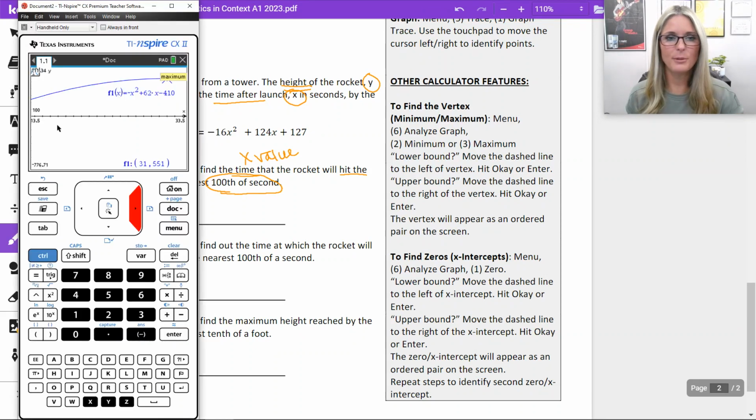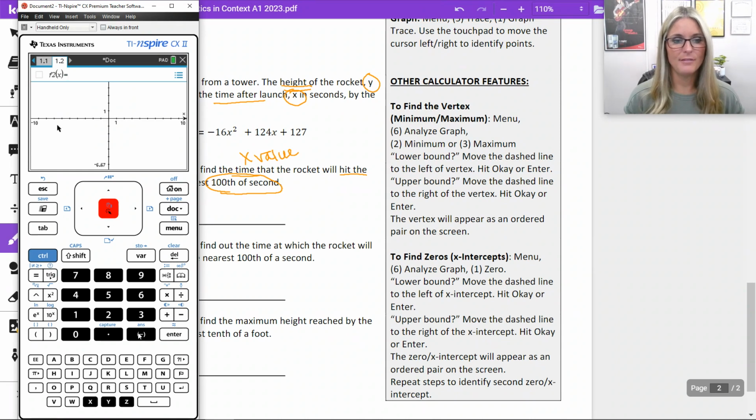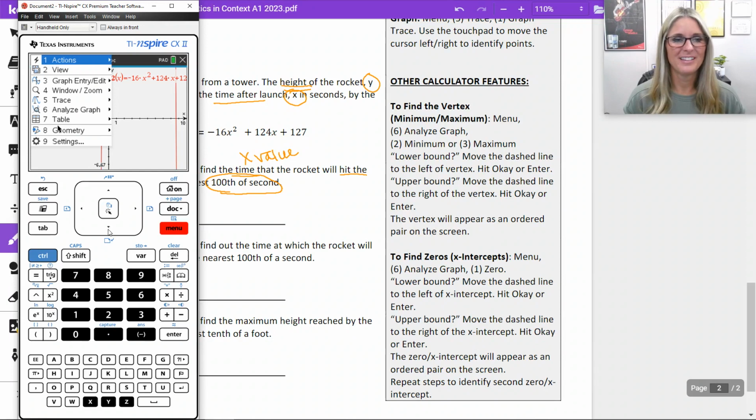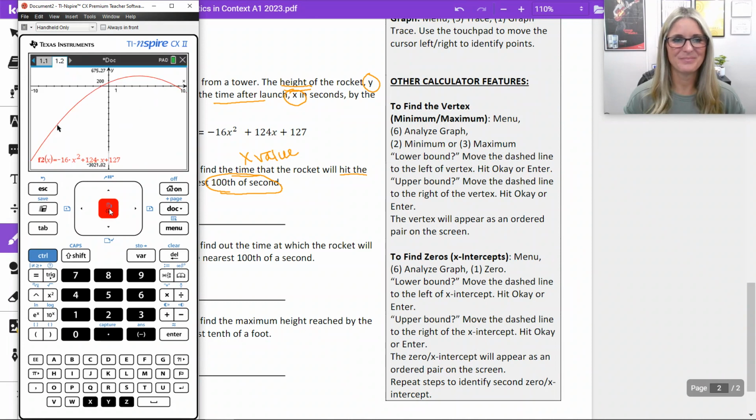All right, let's put this in our calculator. I'm going to do Control Doc to add a new page, add graphs, and this time we have negative 16x squared plus 124x plus 127. And graph. Ooh, still not a good picture, right? Let's try menu, window zoom, fit, and see if that helps. Ah, a much more beautiful parabola.